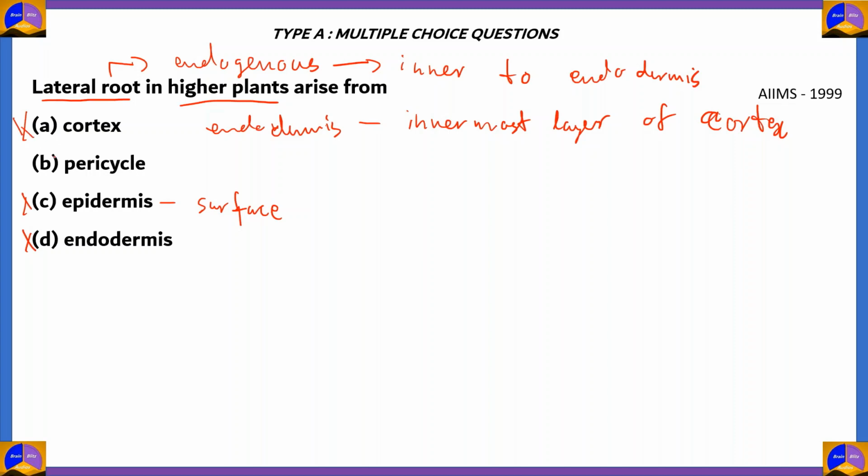The right answer is option B, pericycle. This is present in between the endodermis and phloem. And so it satisfies both conditions.